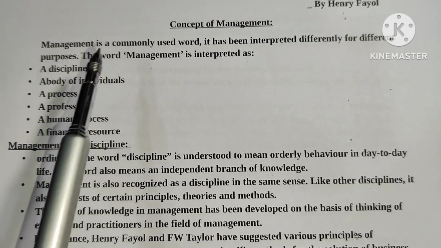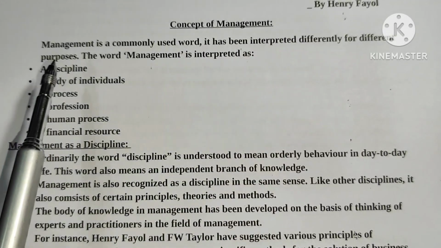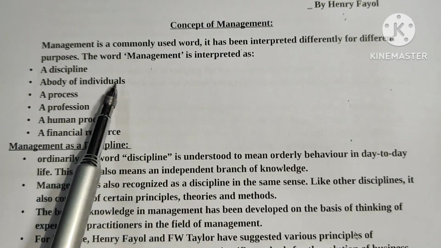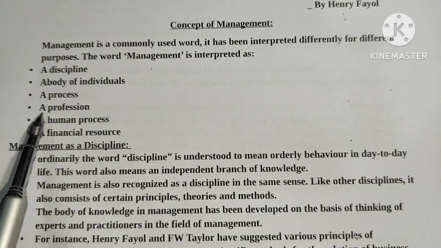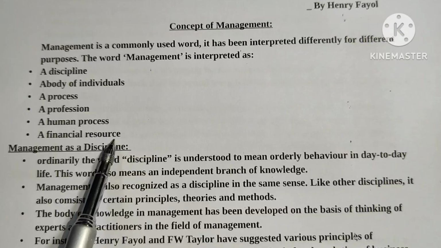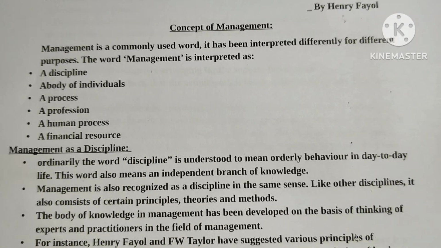So till now we have seen the definition of management and concept of management. In concept we have seen management as a discipline, as a body of individuals, as a process, a profession, as a human process and a financial resource. So this is the overall concept of management.